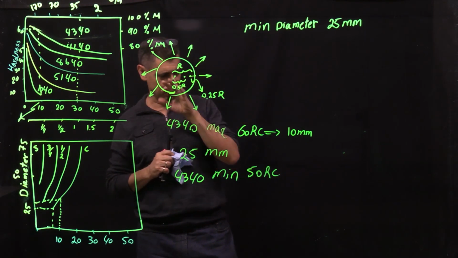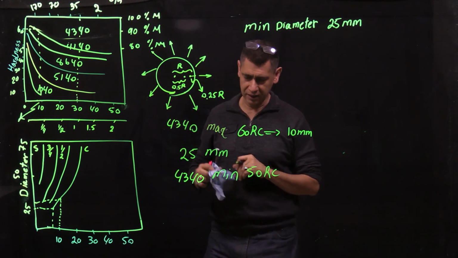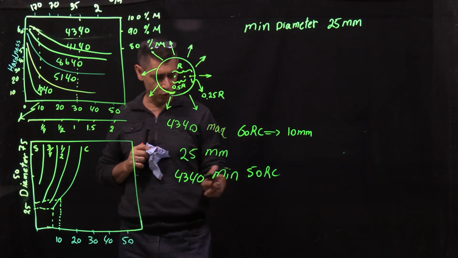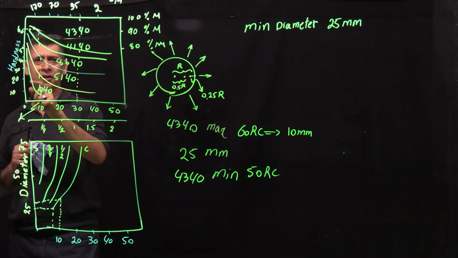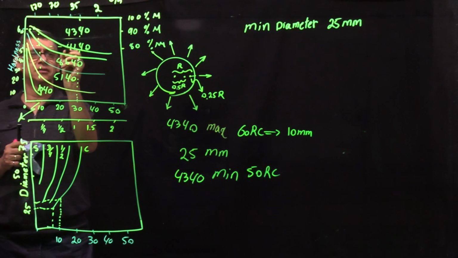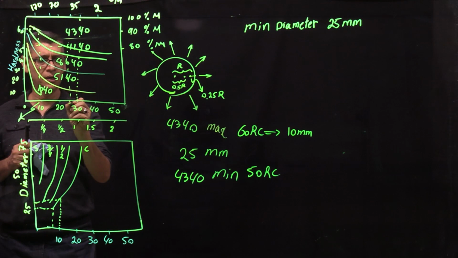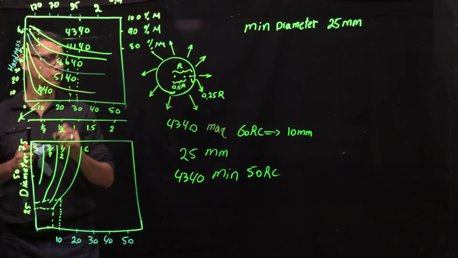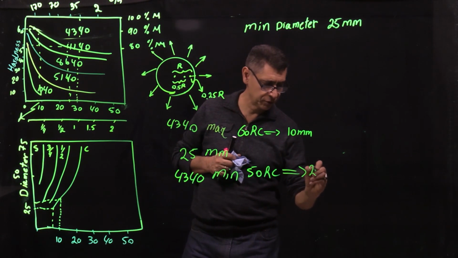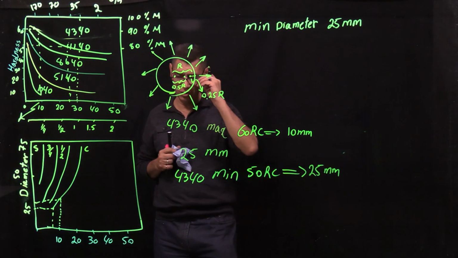So when you say anywhere, obviously the anywhere is not the surface, the anywhere is the center. Center is the weakest link. Center is the lowest cooling rate. So now I don't want to go below 50. If I do that here, I go from 50 here, go like this, meet it here hopefully, and then come back down, cooling rate of roughly around 25. So this is associated to 25 millimeter Jominy distance cooling rate.